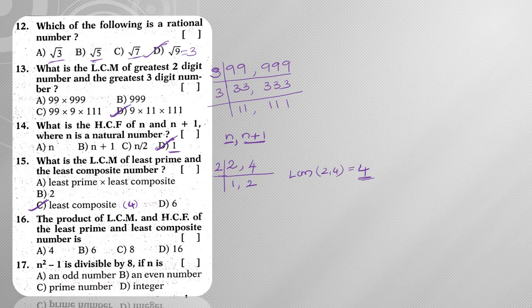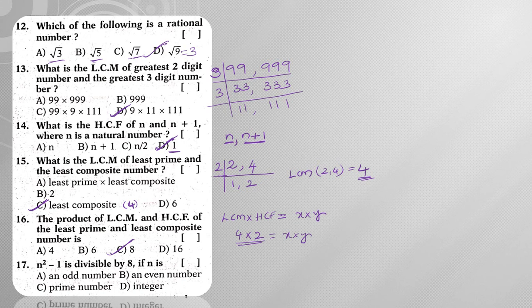Now the product of LCM and HCF of the least prime number and least composite number is, so already we know LCM into HCF is equal to the product of the numbers, right? Here I am going to consider the numbers as x and y. So what is the LCM that we got? 4 into, so what is the HCF of 2 and 4? It is nothing but 2. So the product of LCM and HCF is nothing but the product of the numbers, so x into y is equal to 4 into 2, which is nothing but 8.